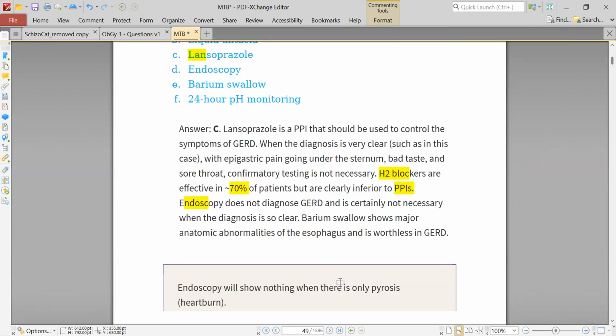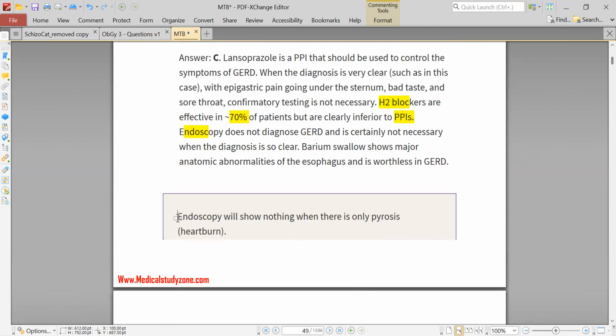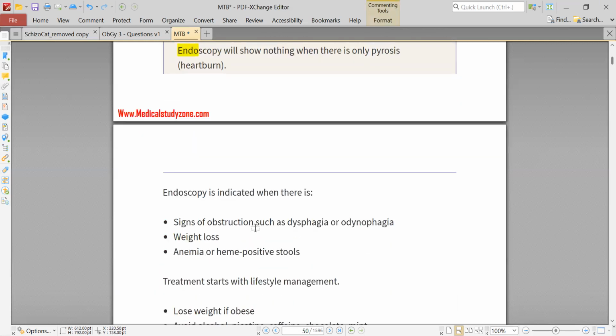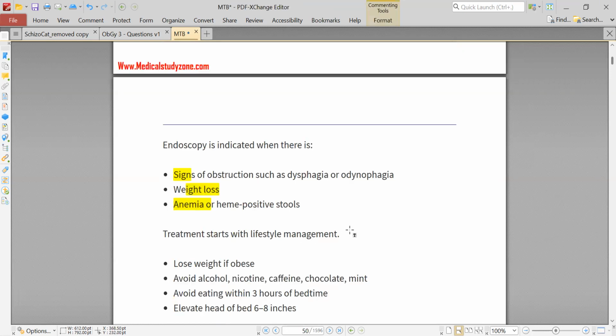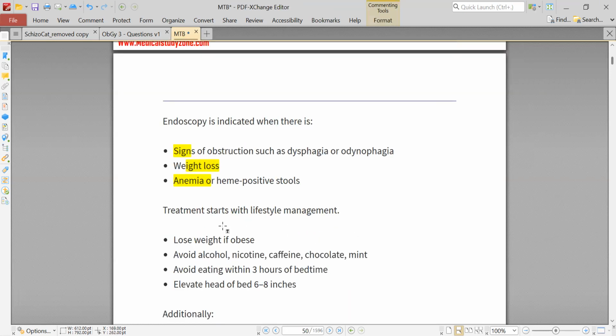Endoscopy does not diagnose GERD. Barium swallow does show major anatomical abnormalities. Endoscopy will show nothing when there is heartburn. Endoscopy is going to be normal in GERD. Endoscopy is indicated when there are signs of obstruction, if there is any weight loss, anemia, or melena.